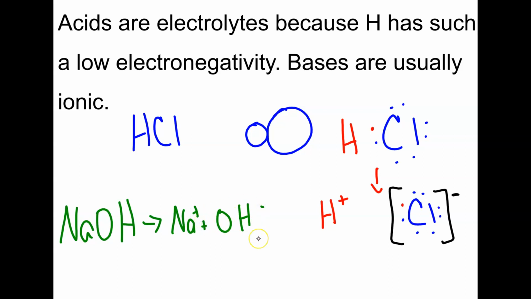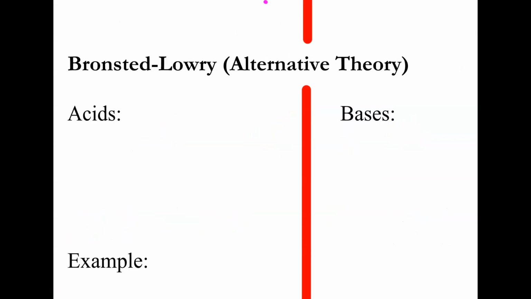All right, so bases typically are already ionic, but acids, the reason that they form ions is because of hydrogen. Hydrogen acts like a group 1 element even though it is a nonmetal. So that brings us to our next definition. Bronsted and Lowry actually worked separately from each other, and they came up with the same conclusion, so their names both get to be on the theory.